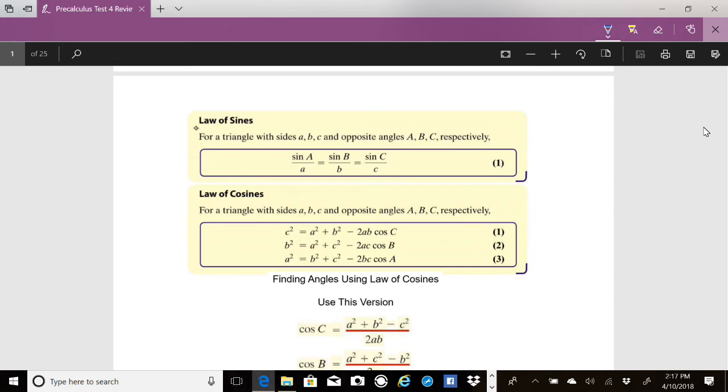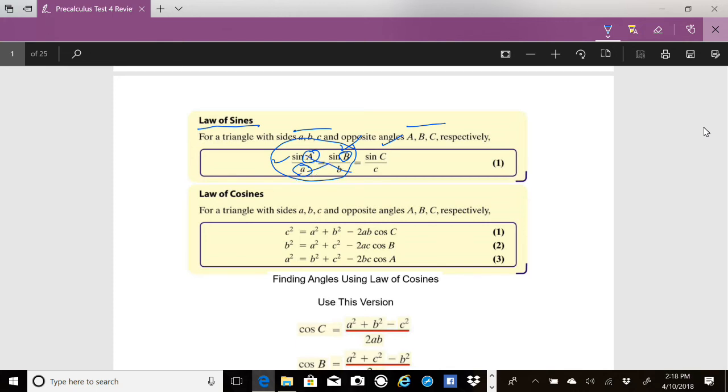First is the law of sines, and it says that for a triangle with sides A, B, and C, with opposite angles capital A, capital B, and capital C, sine of A over A equals sine of B over B equals sine of C over C. The interesting thing about this is, suppose you know side A, angle A, and angle B. Notice that you've got an equation here with one unknown, and you can solve for B.